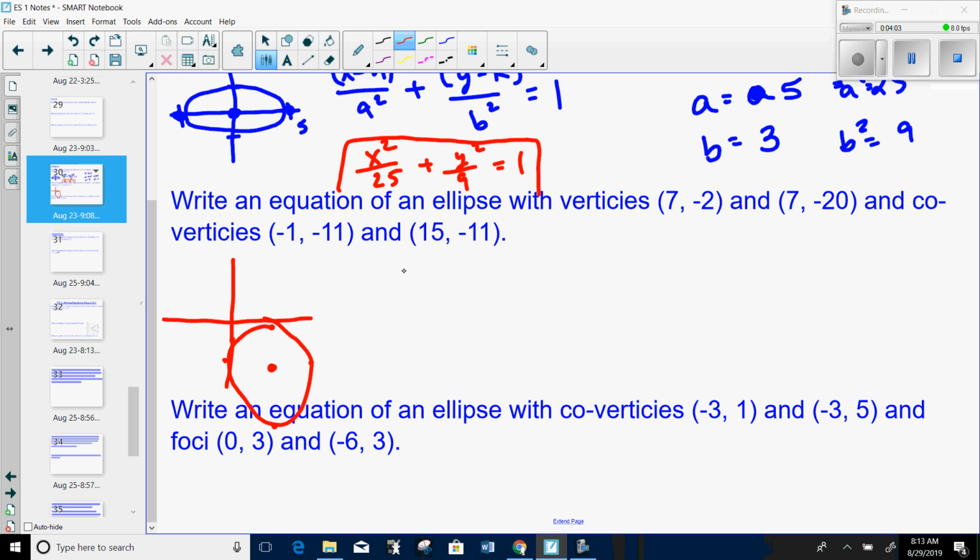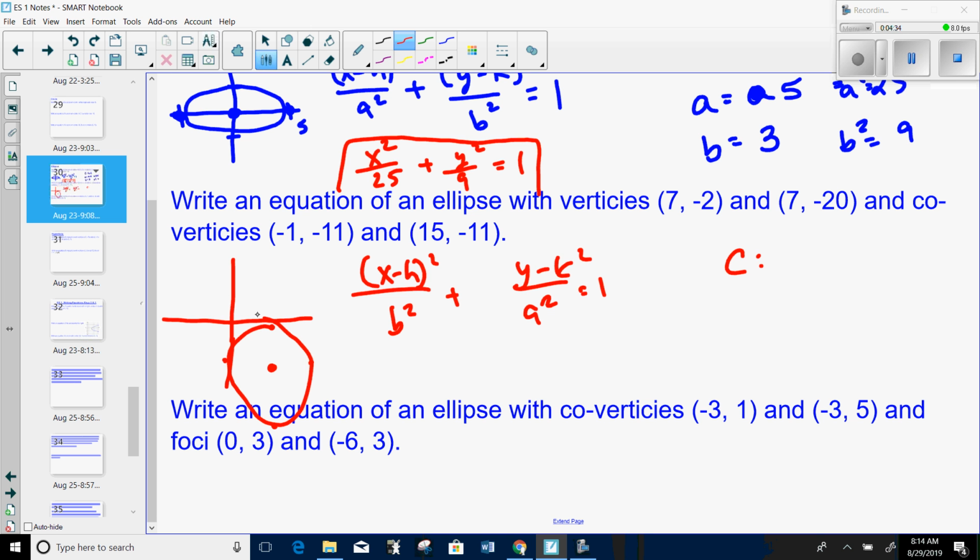Again, this is going to be a vertical ellipse, so that means it's going to be x minus h squared over b squared, plus y minus k squared over a squared, equals 1. And how do I know that? Because it's taller than it is wide.